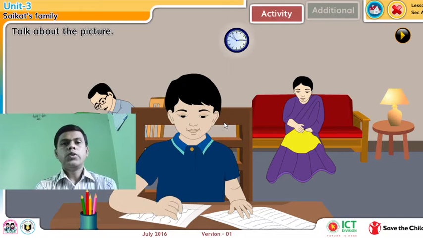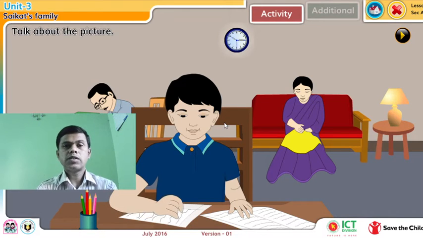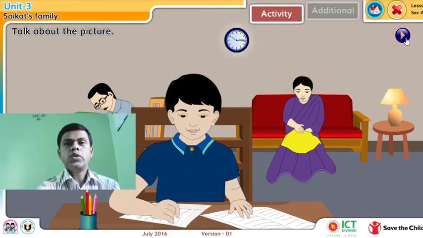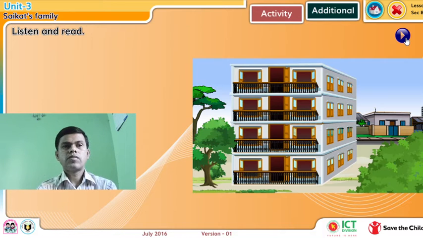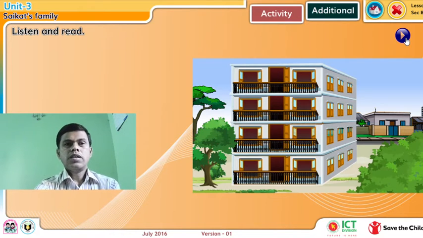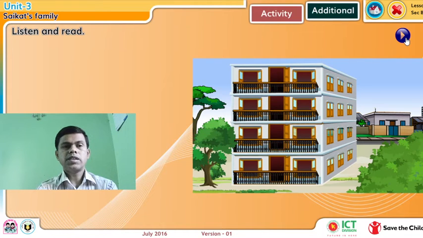Then go to your text. Before going to your text, can you guess what will be the topic of our today's lesson? Yes, this is maybe about the student's family. Then go to your text. Listen and read. This is the first portion of this passage. Follow the slide and try to read from your textbook.